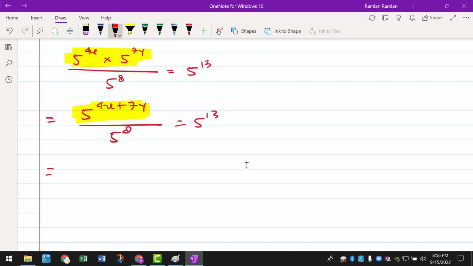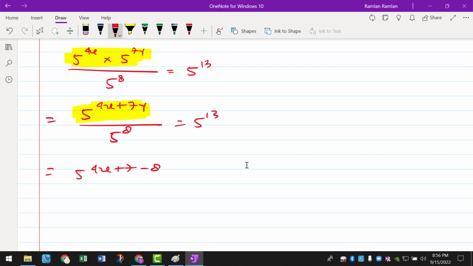Okay, and then we can also combine these two, because they're division, and again we know that they have the same exact base, so we can just subtract the power. So this power subtracted by this power, right? That will be 5 to the power of 4x plus 7y, and then minus 8.